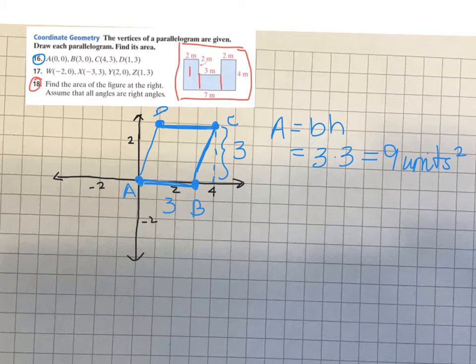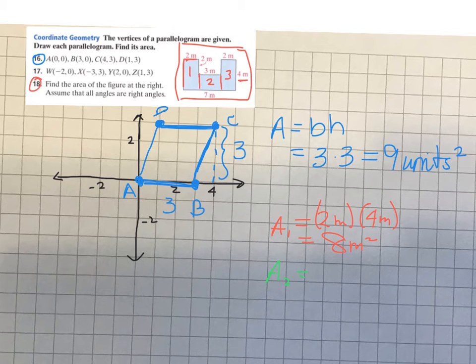So if I call this rectangle 1, this rectangle 2, and this rectangle 3, I can find the area of rectangle 1, and that's going to be my base times my height again. Okay, my base is going to be 2, and I get that from up here. So I have 2 meters times my height, which it doesn't tell me over here, but I can see looking over at the other side that that's 4. So I have 4 meters here, and that's going to give me 8 square meters.